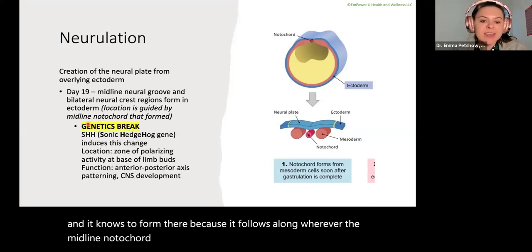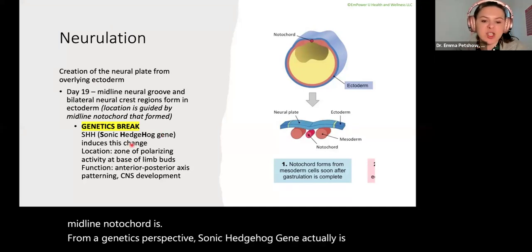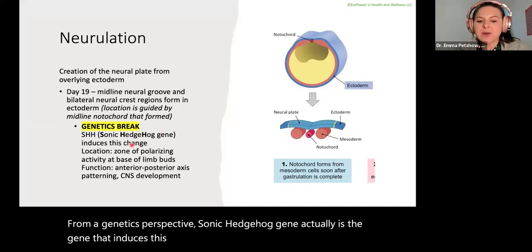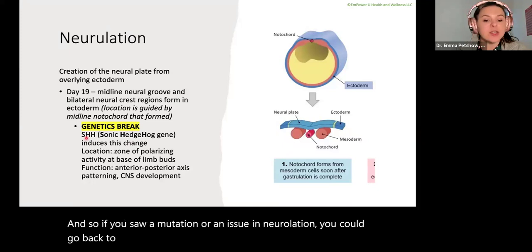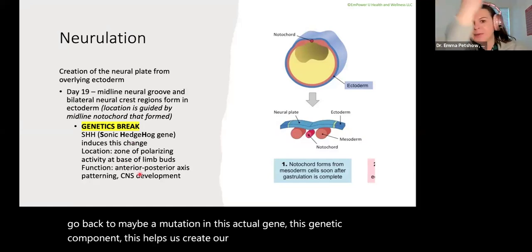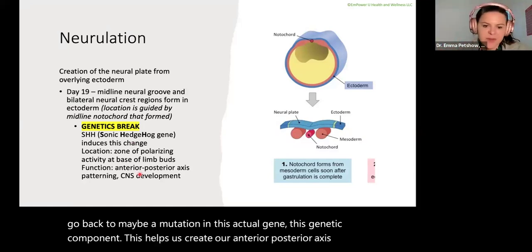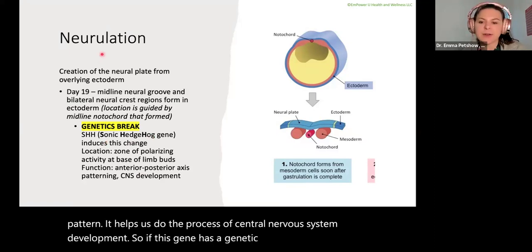From a genetics perspective, the sonic hedgehog gene is the gene that induces this change. And so if you saw a mutation or an issue in neurulation, you could go back to maybe a mutation in this actual gene, this genetic component. This helps us create our anterior posterior axis patterning. It helps us do the process of central nervous system development. So if this gene has a genetic mutation, we're not going to be able to do the process of neurulation correctly.